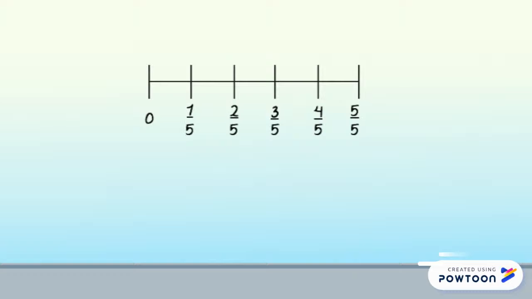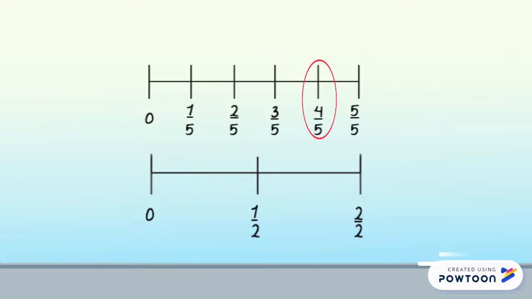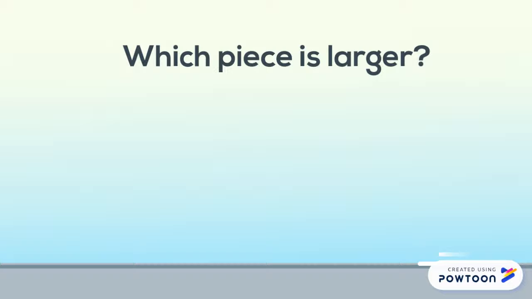Let's look at the fraction 4/5 as our example. When we look at this fraction on the number line, we can see that 4/5 is larger than a half, and almost a whole. So we could say that it is close to a whole. Let's use this thinking to answer the question at hand.